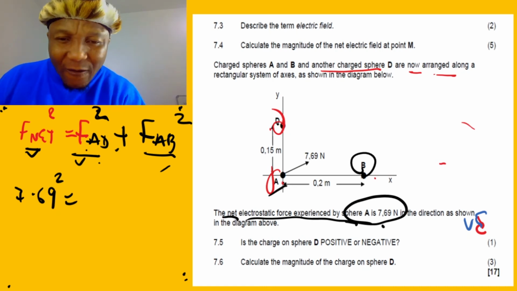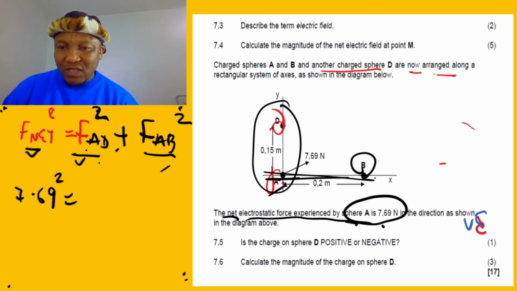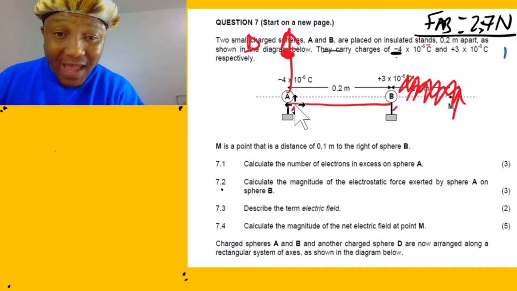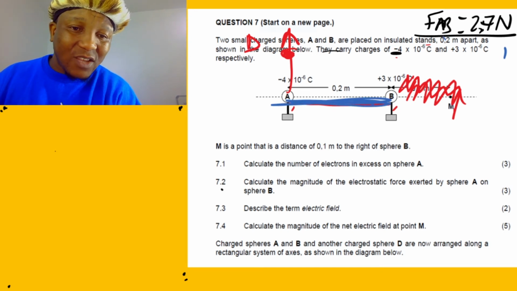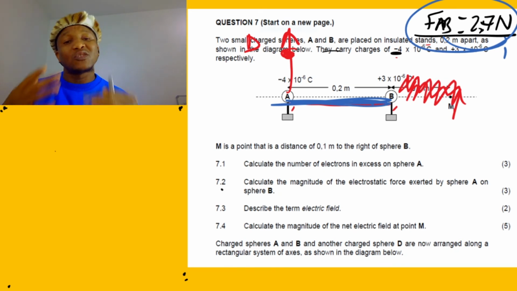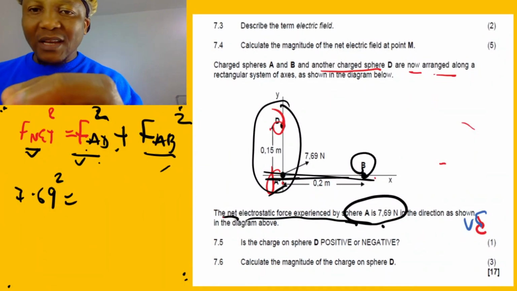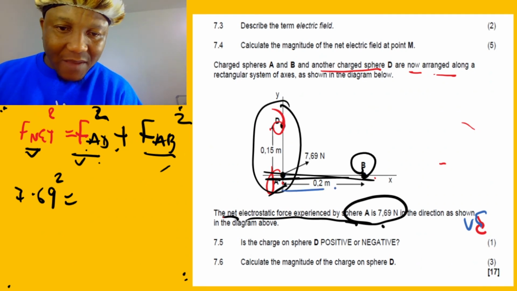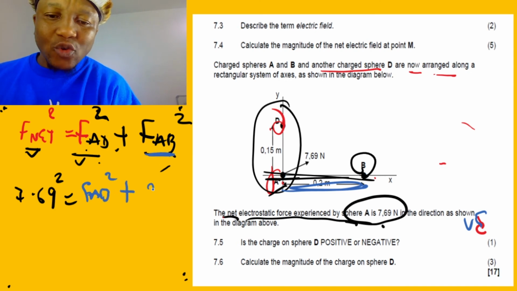But force of AD, do you have force of AD? No, we don't have it. But remember, from A to B, we did calculate already, which is just this one. A to B, what is A to B? 2.7. Oh, we did find that, yes, because it's the same diagram. So we come back here and say force AD, I don't know, plus force AB, I do know, 2.7, but what you do, you square.